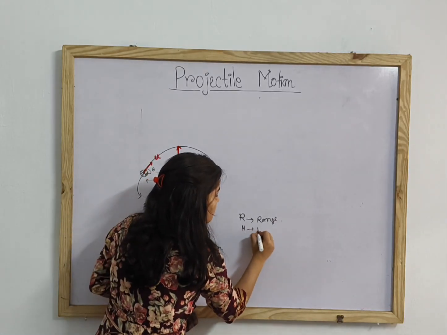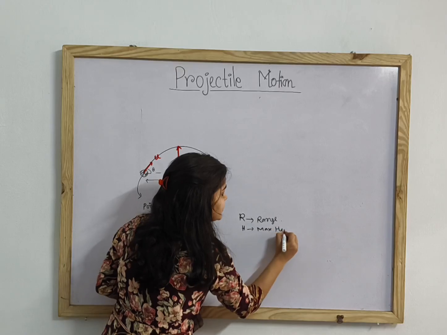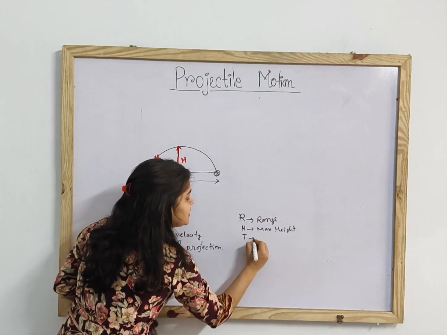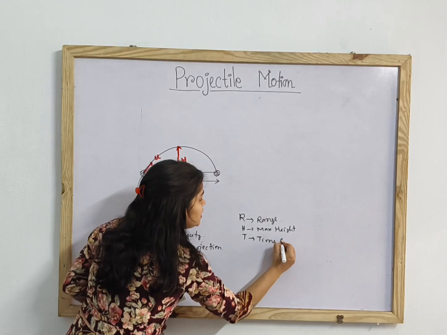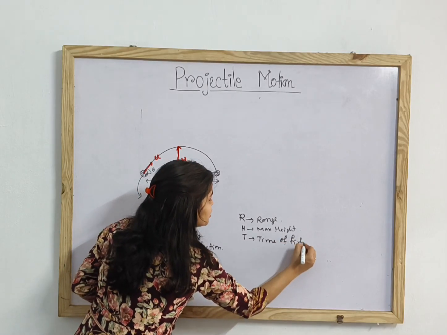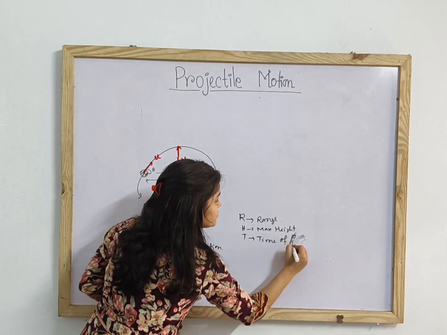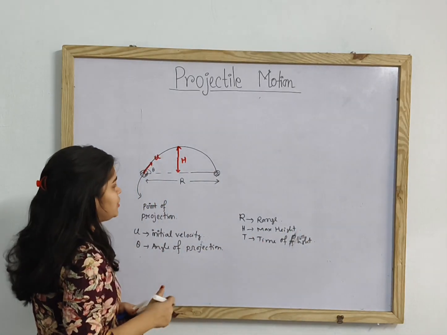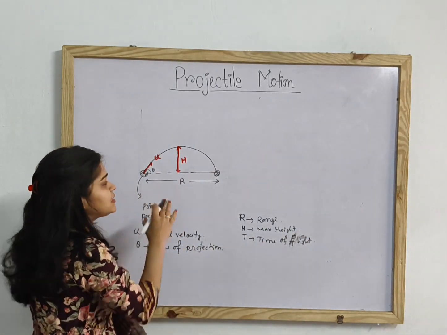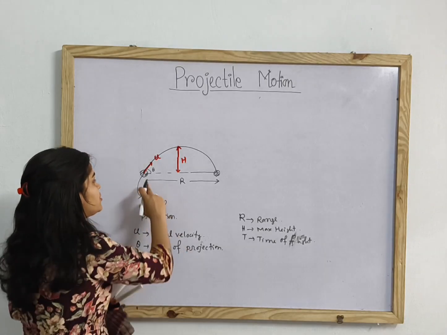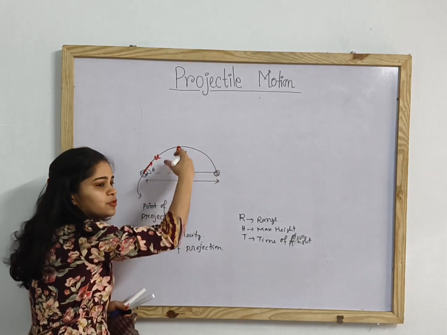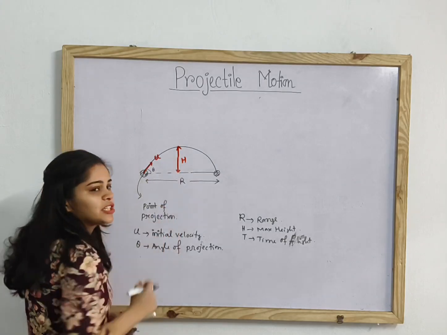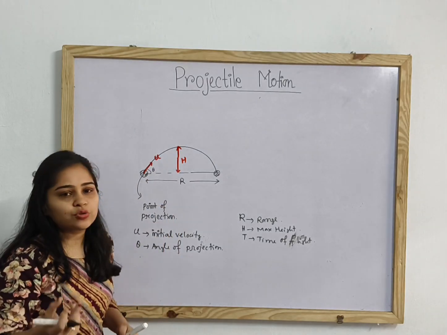H is the maximum height gained by the projectile. And what is t? T is the time of flight, that means the total time taken by the projectile in flight. Okay, now actually you can see that in this case, this projectile is going upward, and after some time it again reaches the ground. So obviously height variation is there.